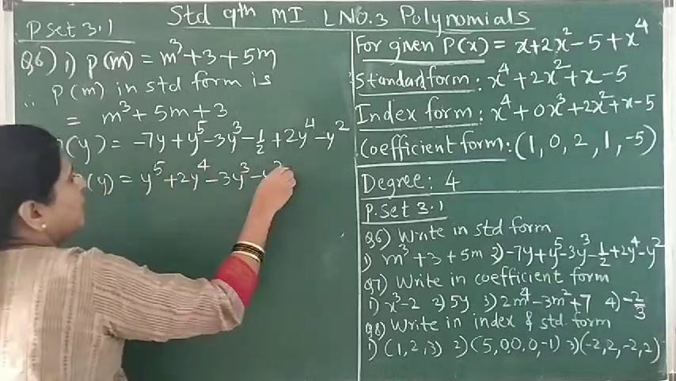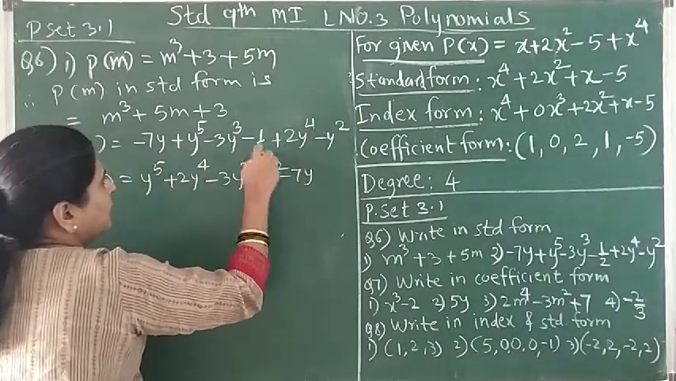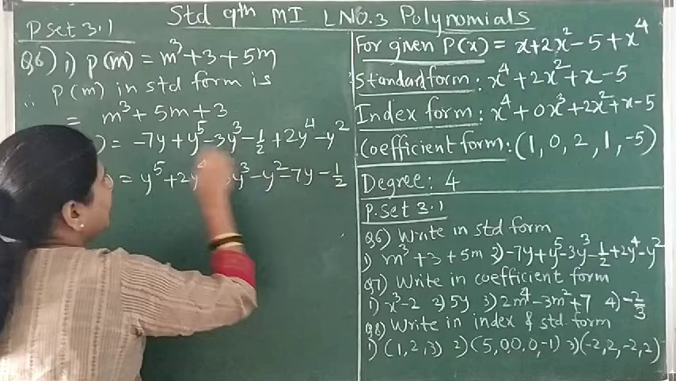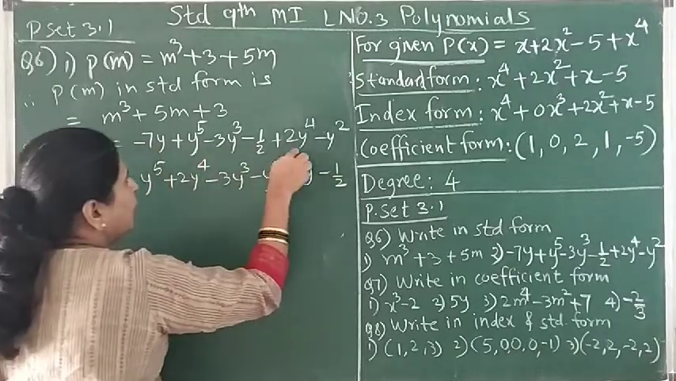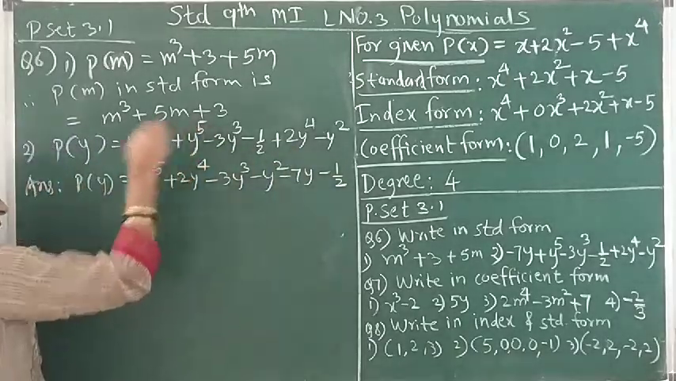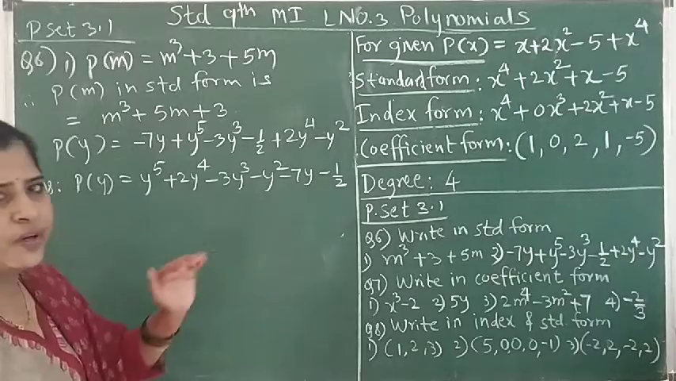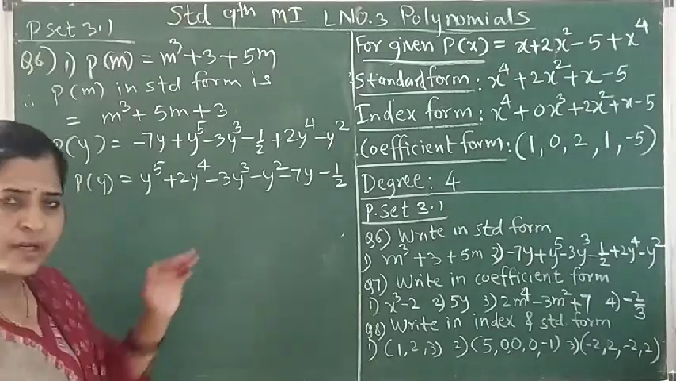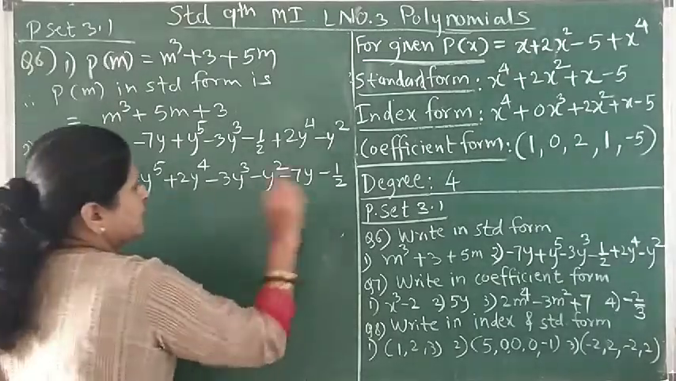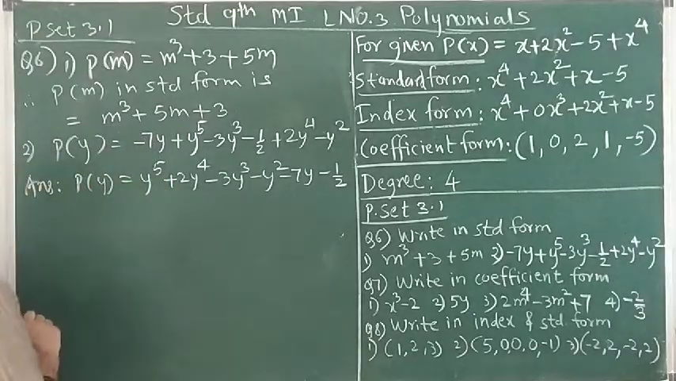Then y, minus 7y, and minus half. Okay, so here we have 1, 2, 3, 4, 5, 6 terms. Degree is 5, 6 minus 1 is 5. Okay, so we have all terms present here. Fine. So this was question number 6.